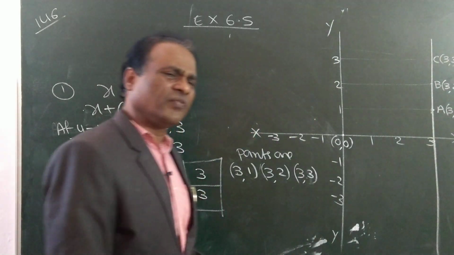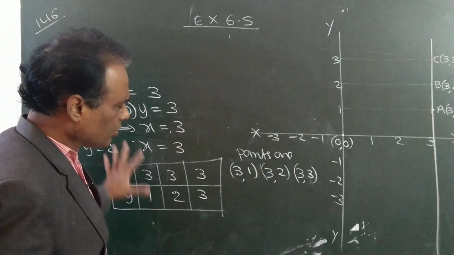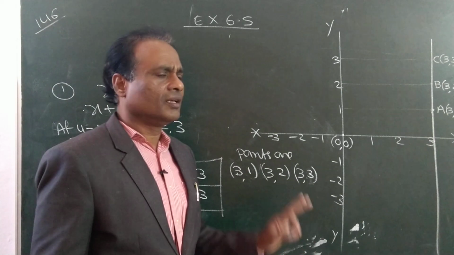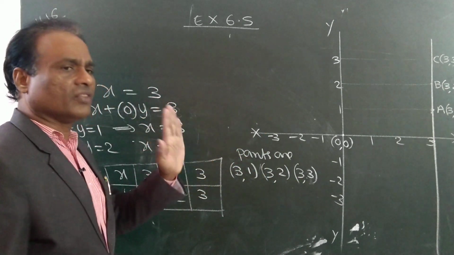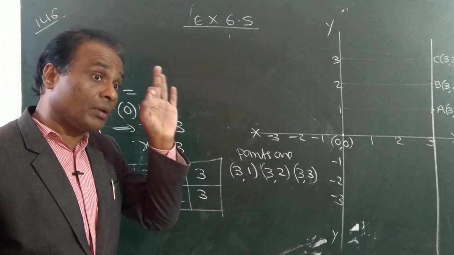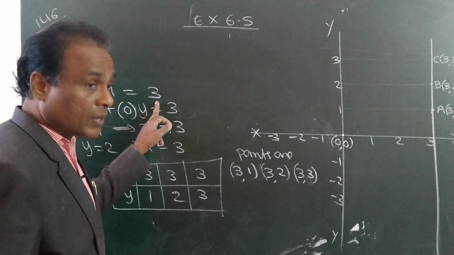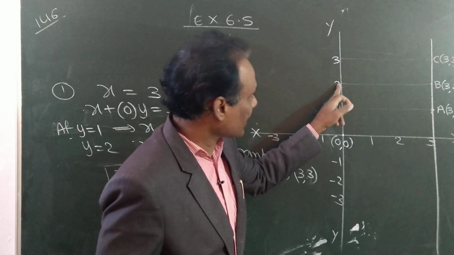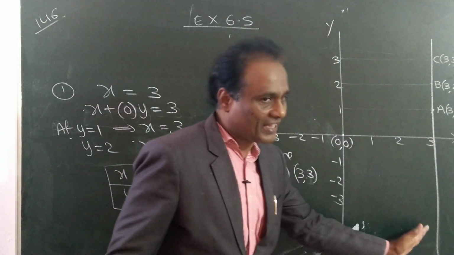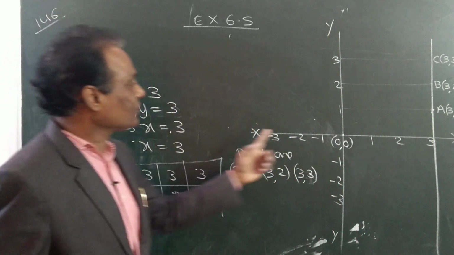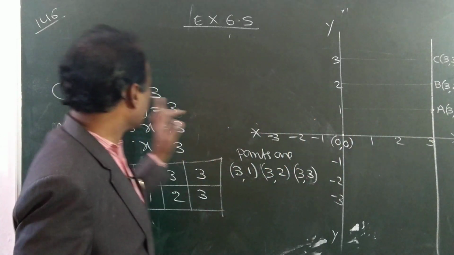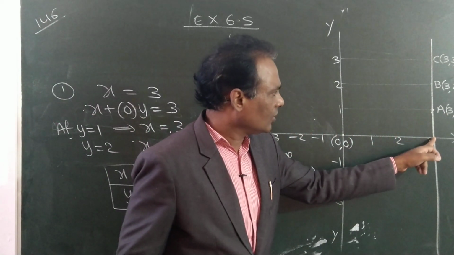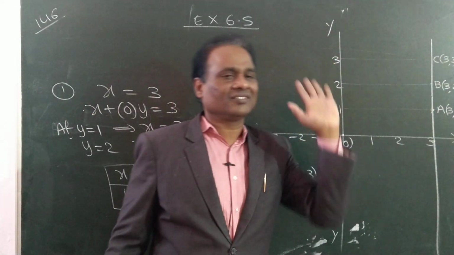Actually, this is the first problem. I explained it in a detailed way. But x is equal to 3 means the line x is equal to 3. Remember this: x is equal to any number will be parallel to the y axis, at a distance of 3. Just see the distance 3 and draw a vertical line, that's all.